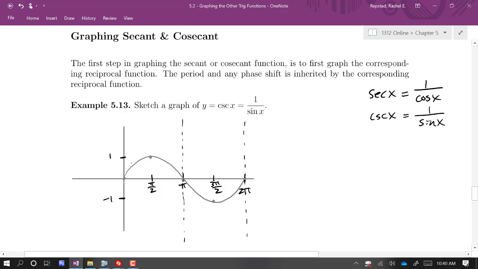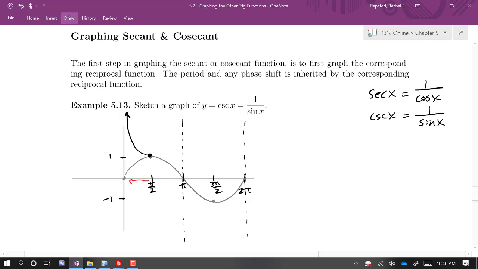Now, sine of x is equal to 1 at pi over 2, so cosecant is also 1. It's 1 over 1. So there's that value. Now, as sine decreases, imagine I let x move from pi over 2 out to 0. So now I'm taking 1 and dividing it by things that are getting closer and closer to 0. That means this is going to increase.